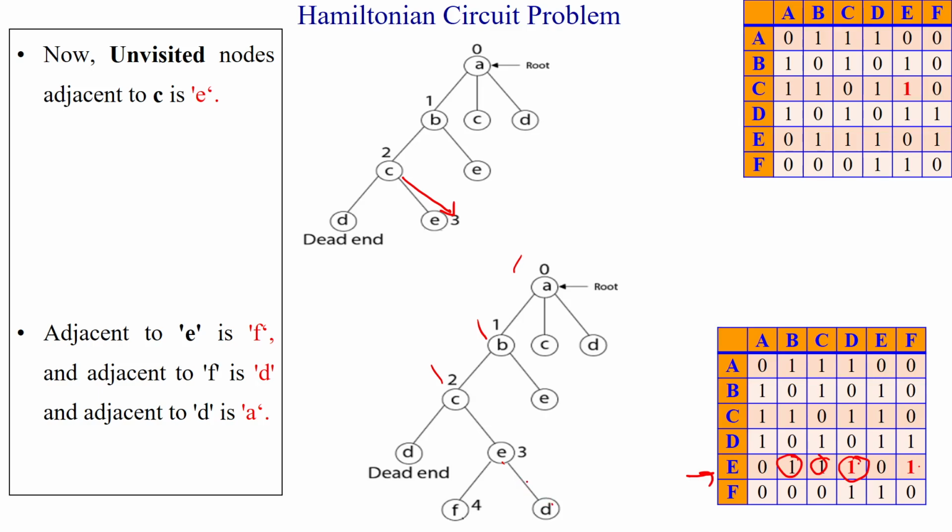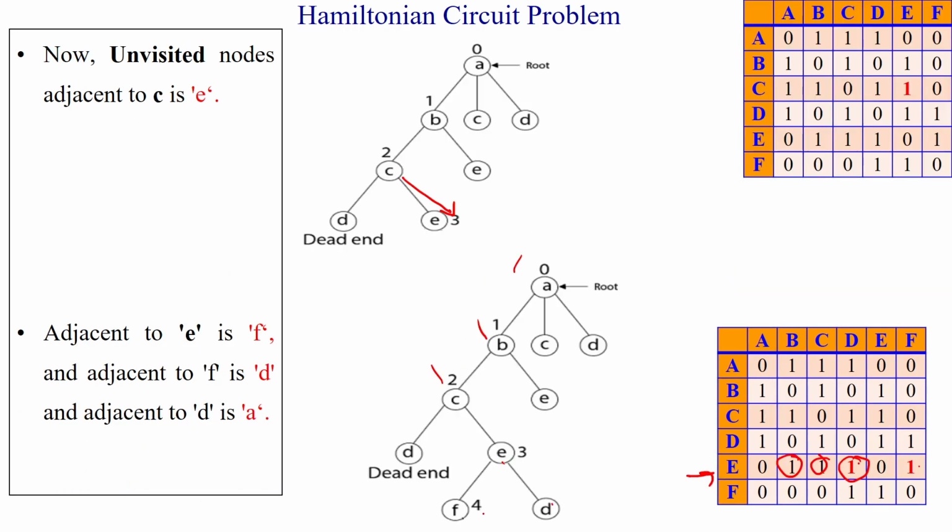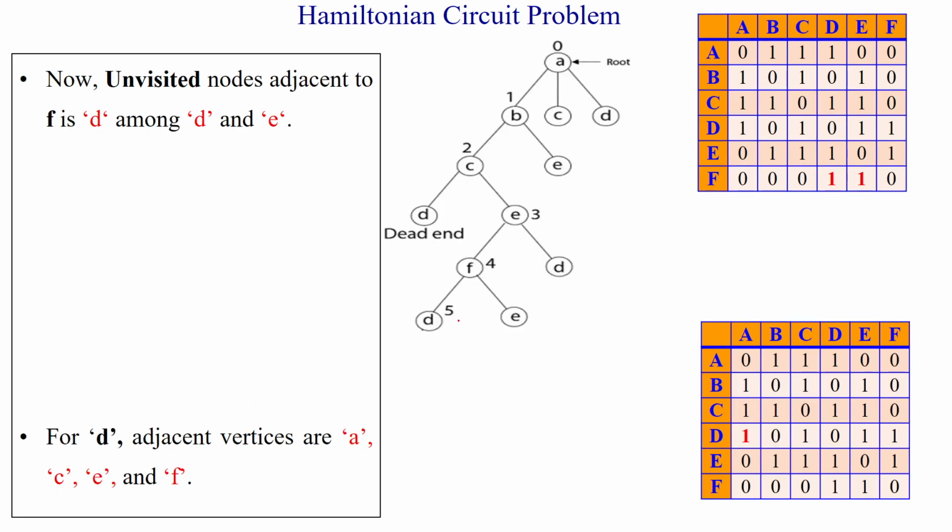So the adjacent vertex here, is it giving the solution or not? The path E to D here already reached the dead end. You look at that, E to D reached the dead end. So another possibility is F. So from F, what are the possibilities? From F again we have D and E. So E is already visited, right? So now as per the alphabetic order we are getting D.